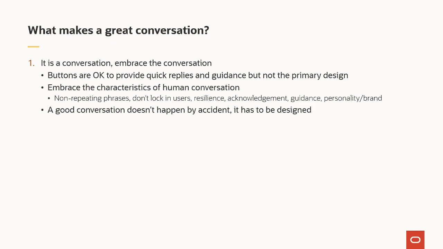We don't lock the users into repeating, if they're down a particular leg of a conversation, so that they're forced to complete that conversation. If the user says, no, forget it, let's do something else, we should deal with that. We shouldn't have these repeating phrases, please enter, please enter, please enter, if you get things wrong. If the user hasn't got it right first time, simply repeating the same error message isn't going to help them. And all of this has to be designed.